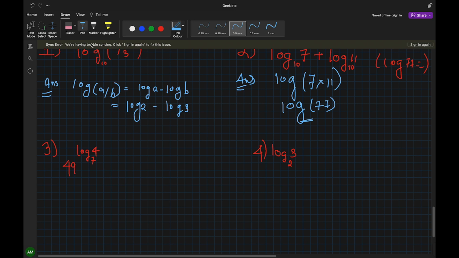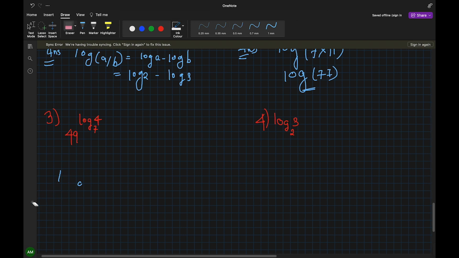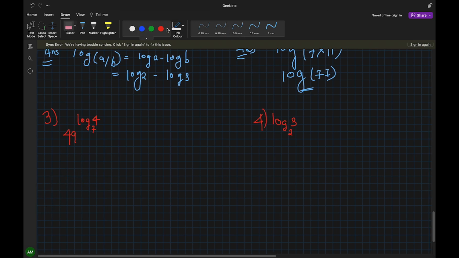Now the next property. What do you do for this question? Try this. Basically, you will use this property, you will interchange these two. Now this covers a good amount of properties, so listen to this carefully.